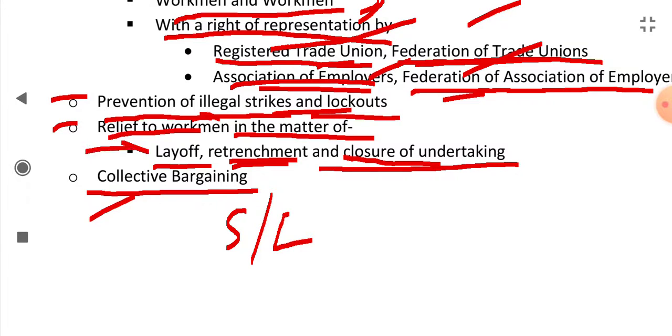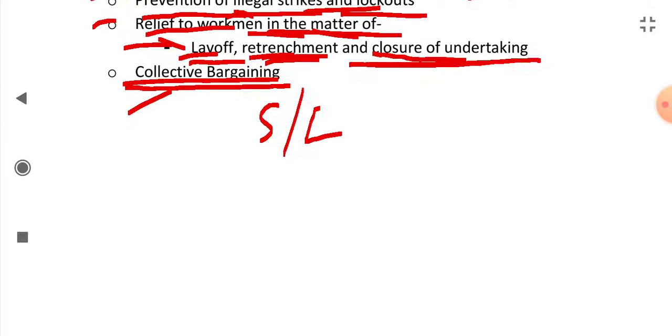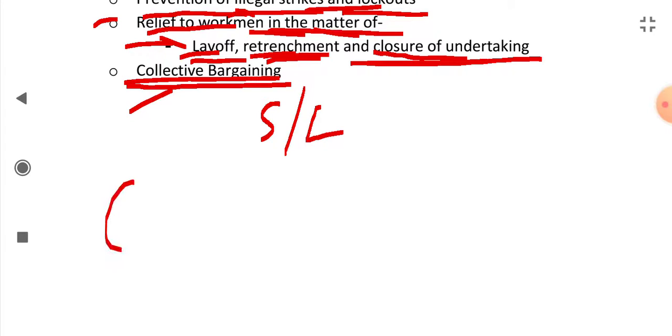Next was relief to workmen in the matters of when the workman is laid off or there is a condition of retrenchment or the undertaking of industry or factory is closed, there is closure of undertaking. Next objective was to promote collective bargaining so that the situation of strike or lockout doesn't arise. So these were the objects.